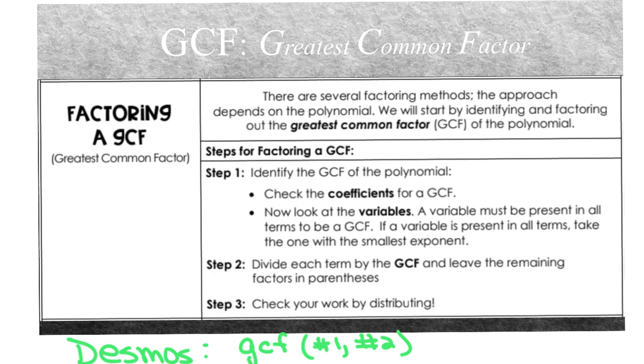And to find the GCF, all we're going to do is type in lowercase letters GCF, and in parentheses, you're going to put the numbers in that problem. For instance, if I had 2x squared plus 4x, and I'm asked to find the GCF, I would type into Desmos GCF of 2, 4. And that would tell me that that is 2.